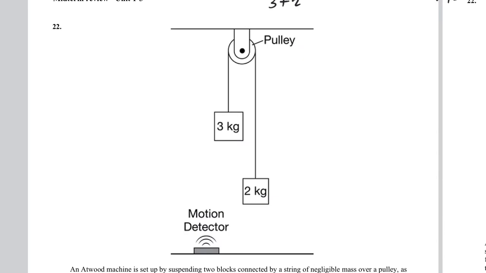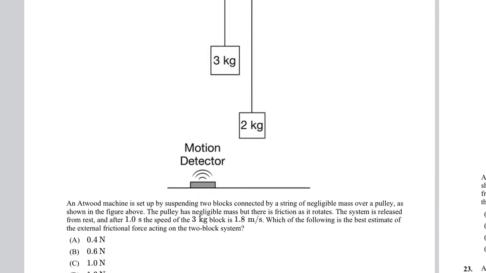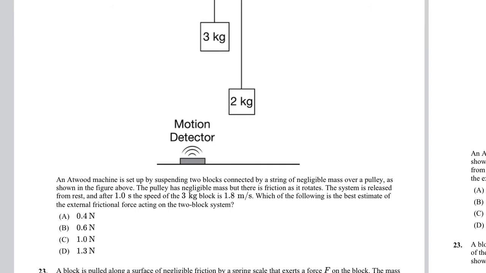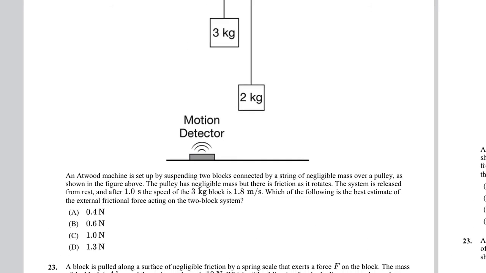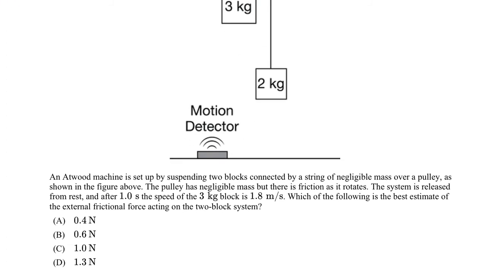Okay, going on to this next question. This next question uses the same scenario, except there is a motion detector, and that is set up by suspending the two blocks connected by a string of negligible mass over a pulley. The pulley has a negligible mass, but there is friction as it rotates. After 1 second, the speed of the block is going to be 1.8 meters per second.